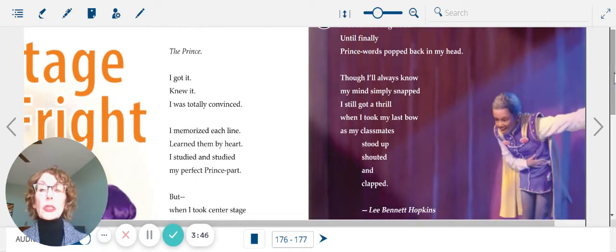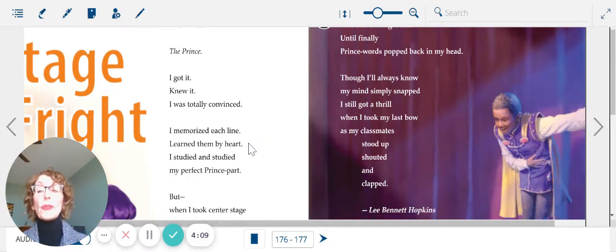I memorized each line. I learned them by heart. I studied and studied my perfect prince part. Again, I did hear a little bit of repetition, studied and studied. It was so important to him. He worked really hard and had to study a lot to become good at his part and learn it.